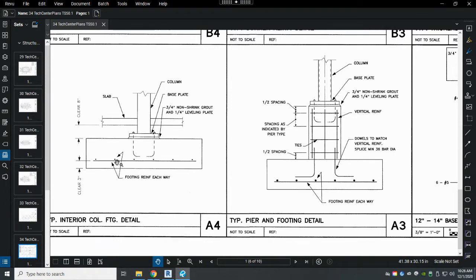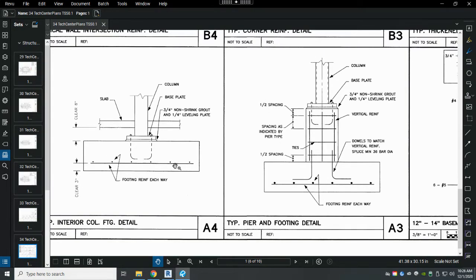that there's going to be reinforcement in both directions. So it's going to be a grid pattern of reinforcement in the pad. It also shows how far down the footing needs to be in order to clear the slab. It's showing you that this area here needs to be clear 8 inches to provide the space for the column pad and the connection of the base of the column to the pad. And so this has given us clear instructions on where all that needs to be.